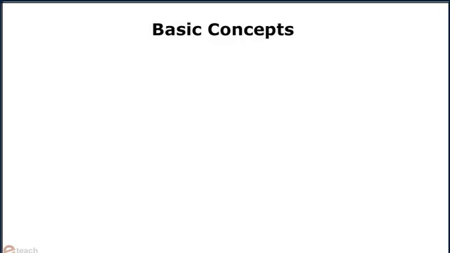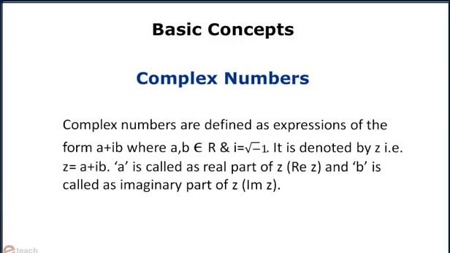Let us study about some basic concepts of this chapter. Complex numbers. Complex numbers are defined as expressions of the form a plus iota b, where a and b belong to the set of real numbers and iota equals under root of minus 1. It is denoted by z, that is, z equals a plus iota b. A is called the real part of z and b is called the imaginary part of z.